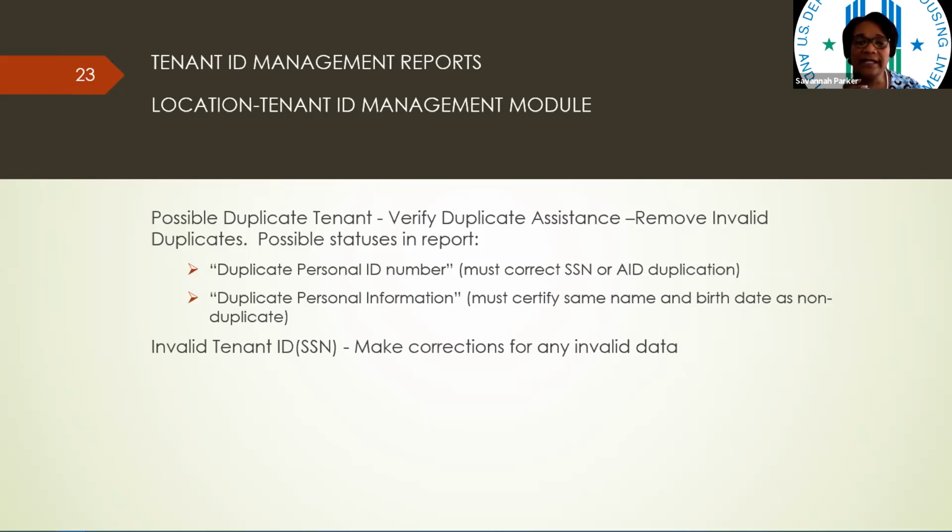But this tenant ID management, I want to say, only works for head of households. It does not work for household members. Household members with invalid Social Security numbers or whatever can be corrected by just doing an interim re-examination with a correction. Or if it's annual re-examination time, you can fix it with an annual re-exam and just put in the correct Social Security number at that point. But that's only for household members, not head of households.